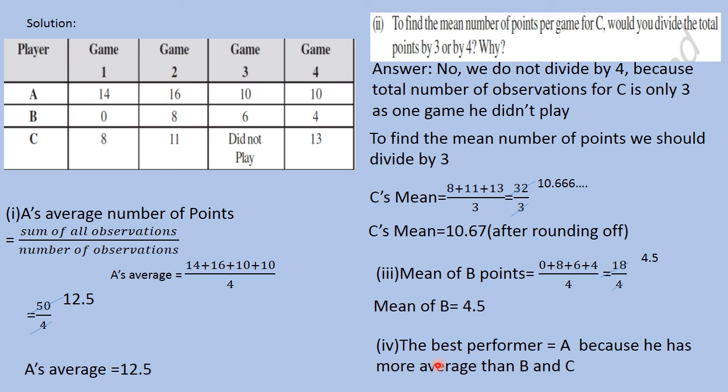Now what is the last question? Who is the best performer? So how do you decide? You will see the average. Whose average is best? He will be the best performer. So A's average is 12.5, B's average is 4.5, C's average is 10.67. So whose average is best? A's average is best, 12.5. So who is the best performer? A is the best performer.